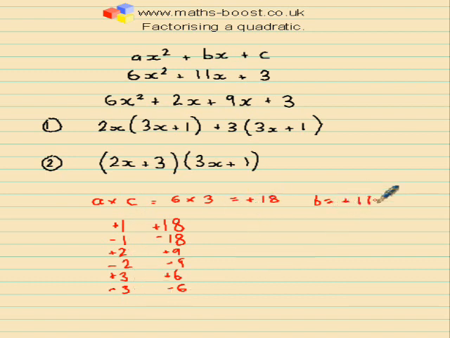Now I look at my other number, and I'm going to choose from these pairs of numbers the pair that sums, I should say, or adds up to give me +11. No, because that's 19, that's -19. Right, and here we have it, +2 and +9, and that's how we select. We selected the 2x and the 9x when we broke our 11x down.